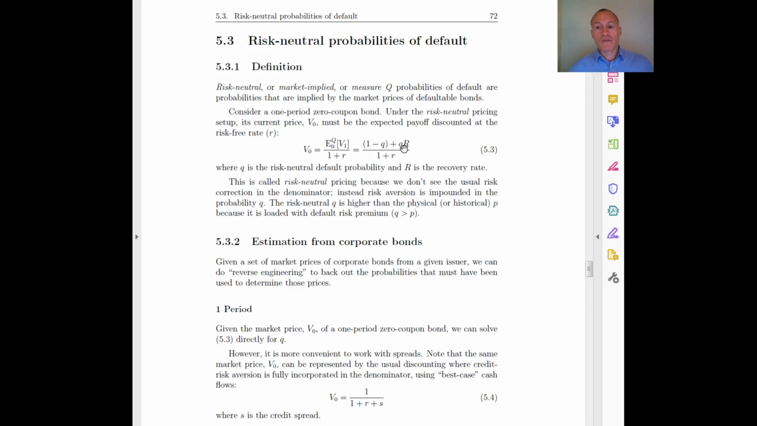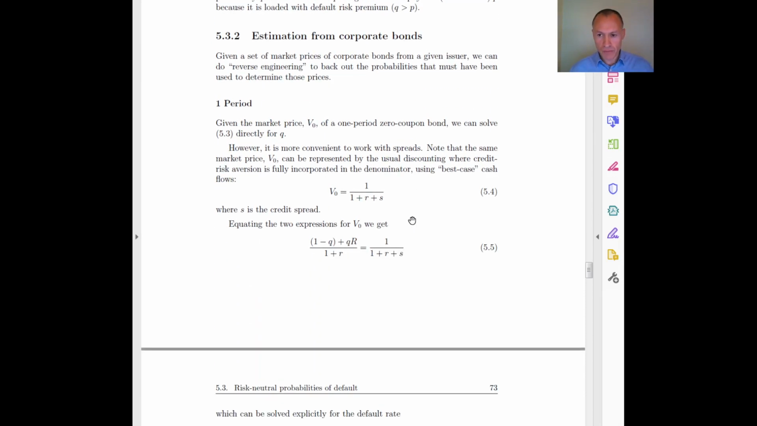So how do I compensate? Well, if I'm not putting the risk correction here in the denominator, I have to put the risk correction here in the numerator, and I do that by putting more weight in the bad state. So it is as if investors would see this event here as more likely. So the probability of default under the risk-neutral measure, this Q, is higher than the probability of default under the physical measure. Okay. All right, so let's see how we can estimate these probabilities from market prices.